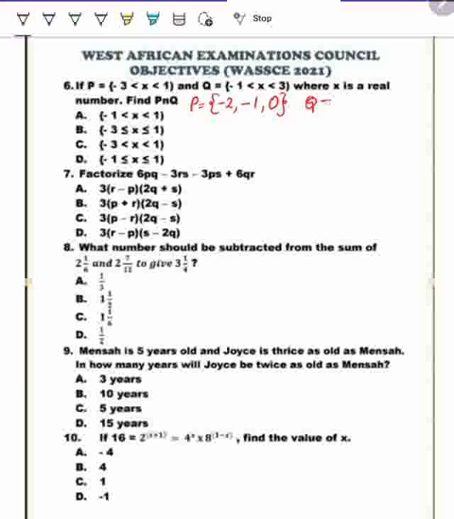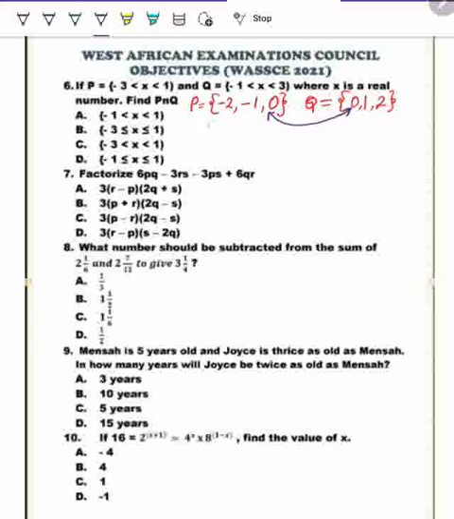Then we have Q to be equal to the set of elements greater than -1, so it's going to be 0, since we have x to be real numbers, 0, 1, 2. Since it's less than 3, we're not going to put 3 there. So let's check out the intersection. Find P intersection Q. The only number here that is the same is 0.